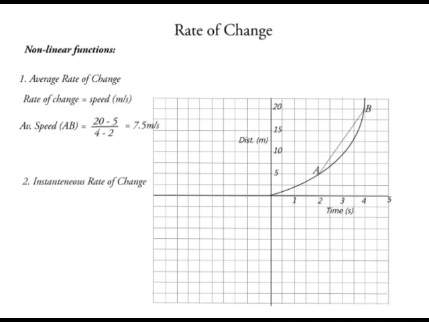On its part, instantaneous rate of change is the rate of change at an instant, that is 1 point. Consider point A. To get the instantaneous rate of change at A, we find the gradient of the curve at A. We do that by drawing a tangent to the curve at A, and then we find the gradient of that tangent. From this tangent, gradient is equal to 10 minus 0 over 3.4 minus 0.8, and that gives us 3.85 meters per second.